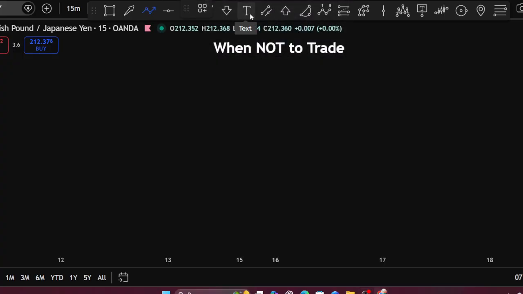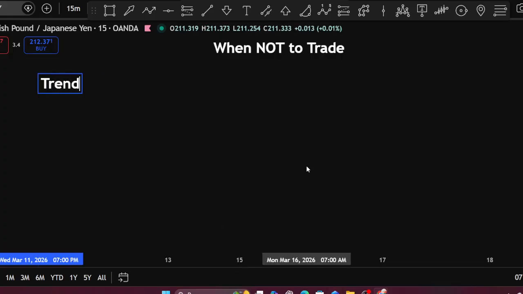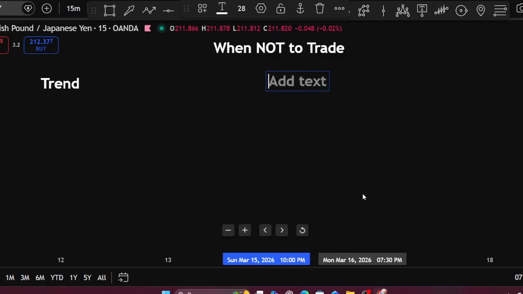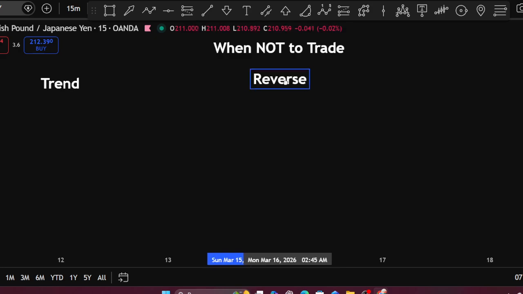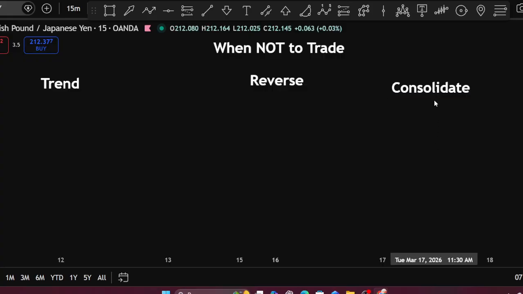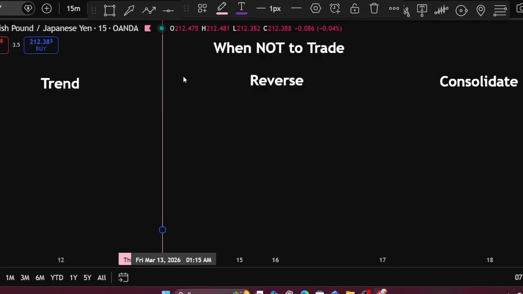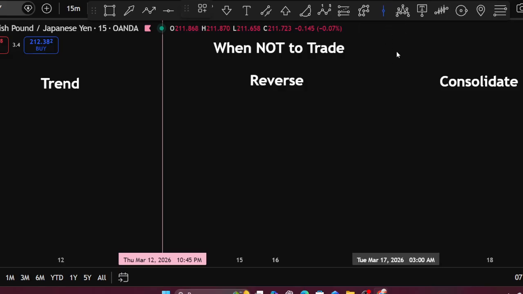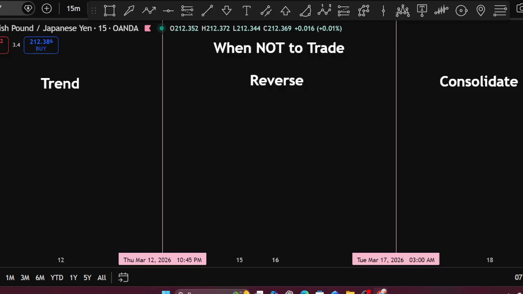All right, so let me just go ahead and type them out. So, the first one is the market can trend. The market can reverse. Also, the market can consolidate. Those are the only three. All right, let me just scoot this over a little bit.